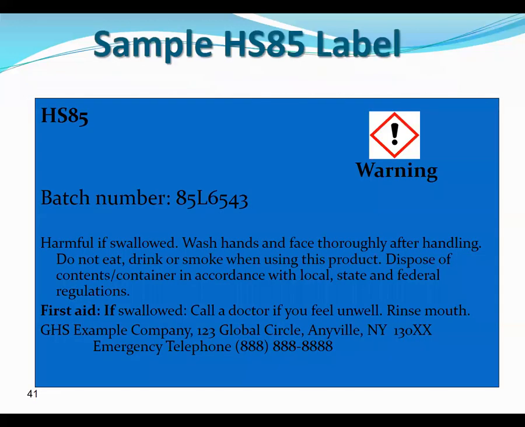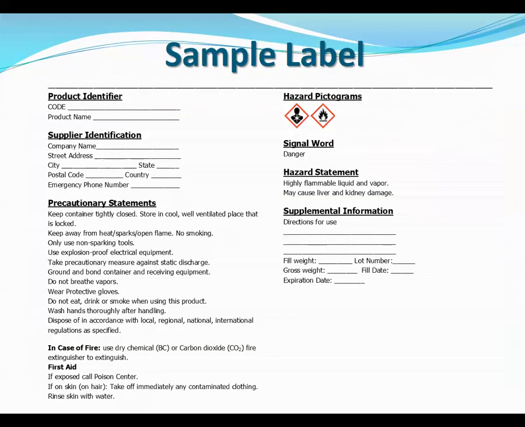Next, we have an example of a label. HS85 is your product identifier, followed by your signal word of warning in this case, and your hazard pictogram, which in this case is the exclamation mark hazard. You'll have your hazard statement, followed by a precautionary statement, and finally, you'll have your supplier information at the bottom, including a number to call. This is a sample label. Again, this would be for a secondary label.